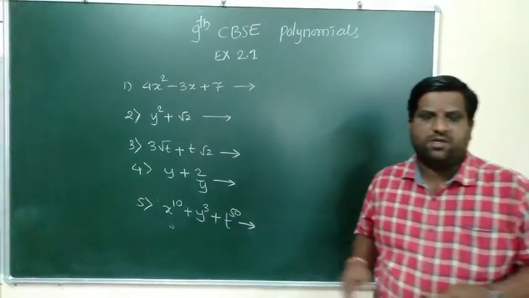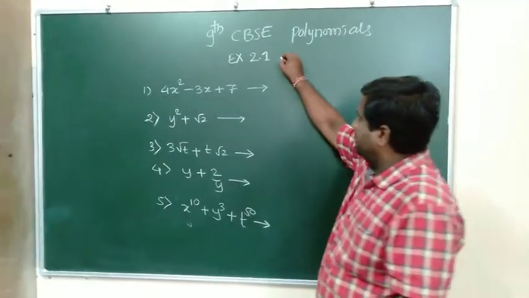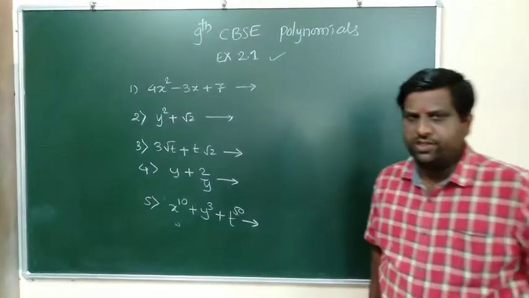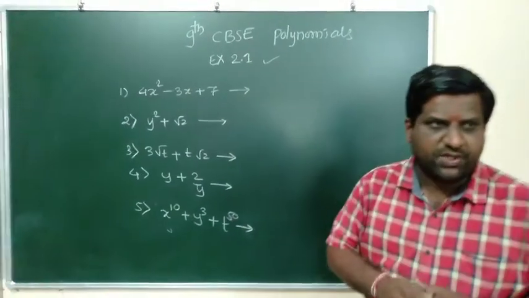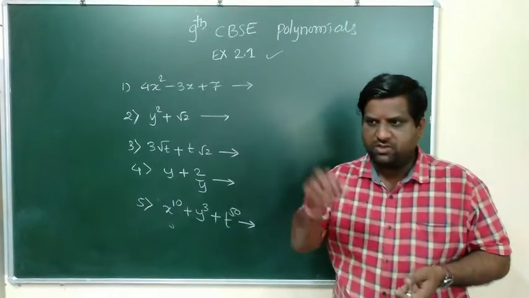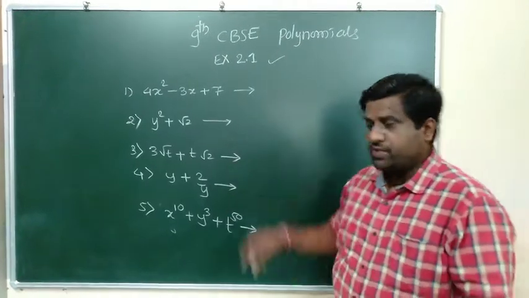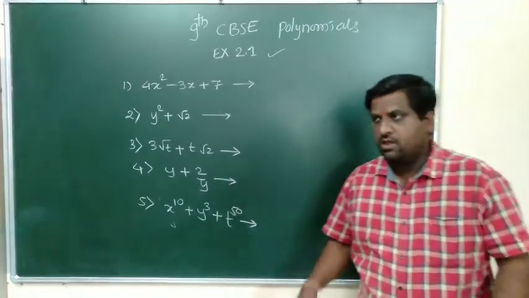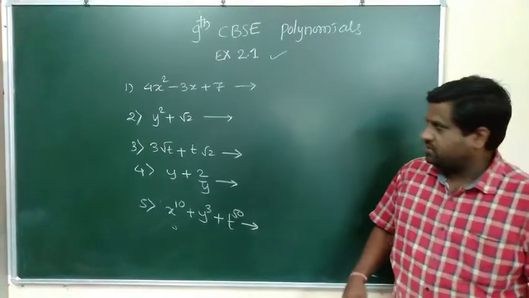Study polynomials for the 9th CBSE. This is the second chapter. Let us start with exercise 2.1. The first question is all about some given expressions, and amongst those expressions you have to state which one is a polynomial and which one is not. And if it is not, you have to mention the reason as well.